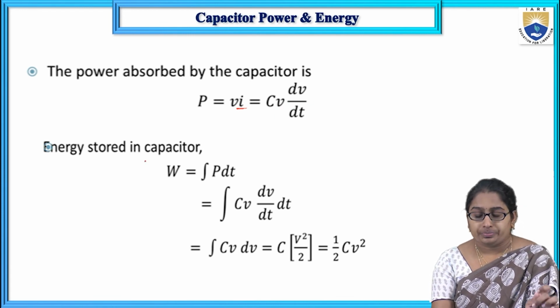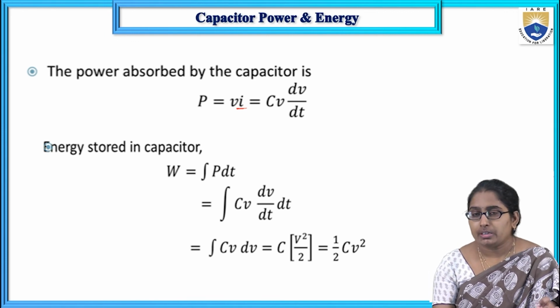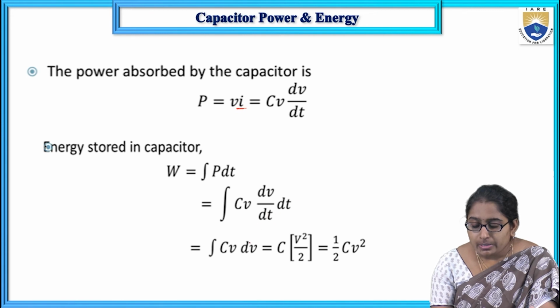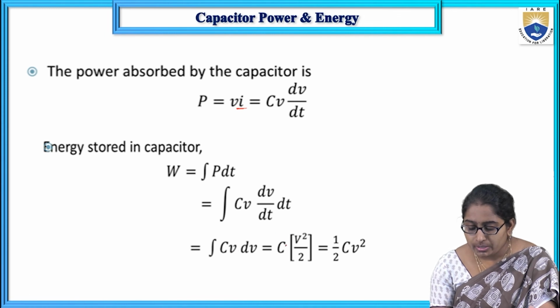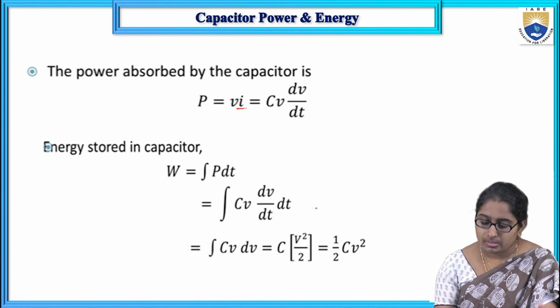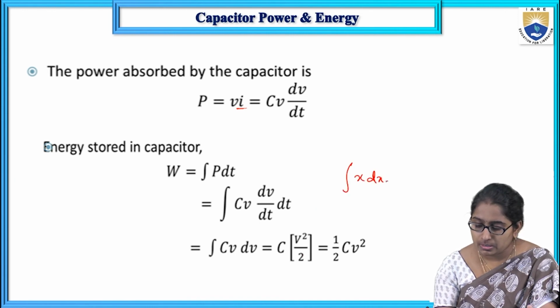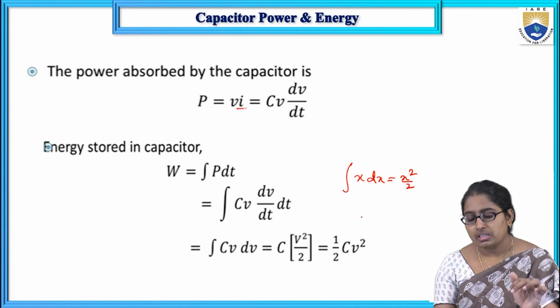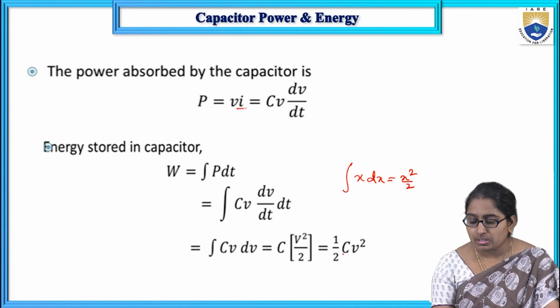Next, energy. The expression for energy is the integral of p dt. Substituting for power from the above, C V dV by dt, the dt cancels, so it is the integral of C V dV. C is a constant, so take it out, integral of V dV equals V square by 2. Same as the integral of x dx means x square by 2. So similarly here, the integral of V dV means V square by 2. So what is the energy equation in the case of a capacitor? Half C V square.